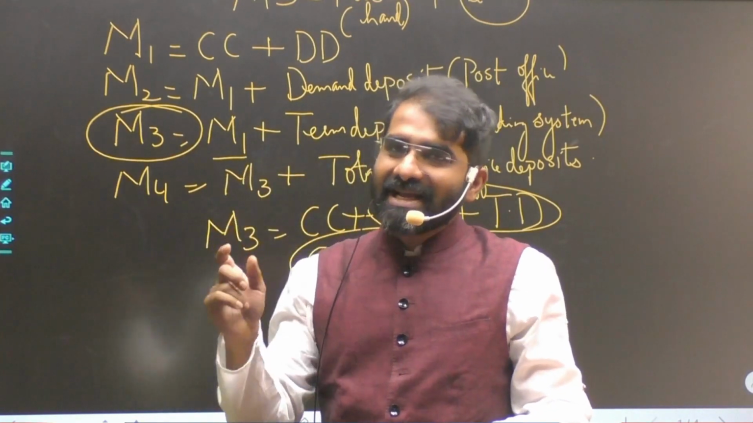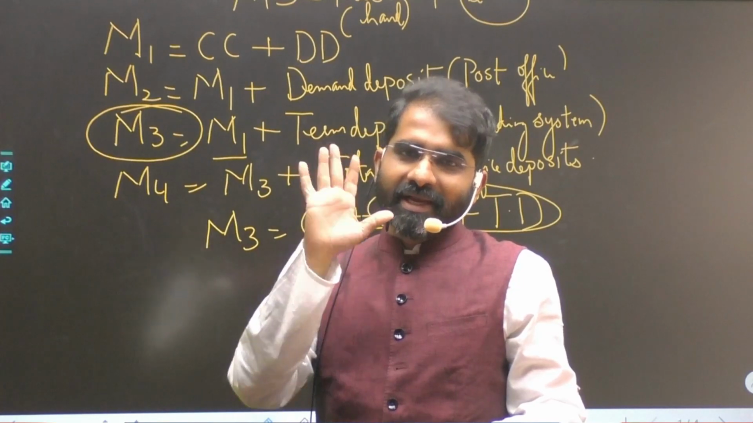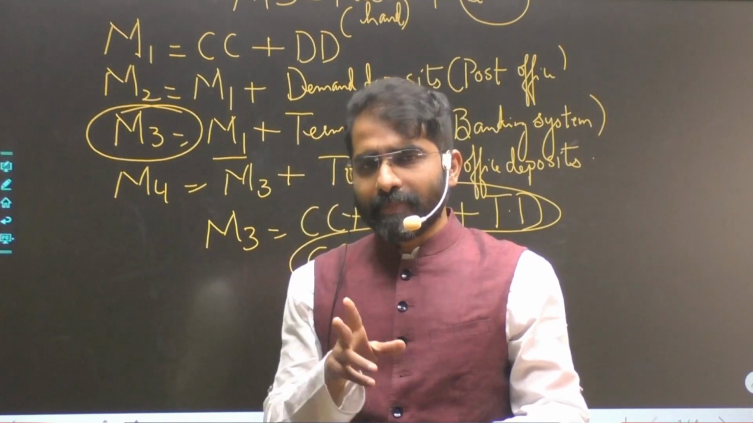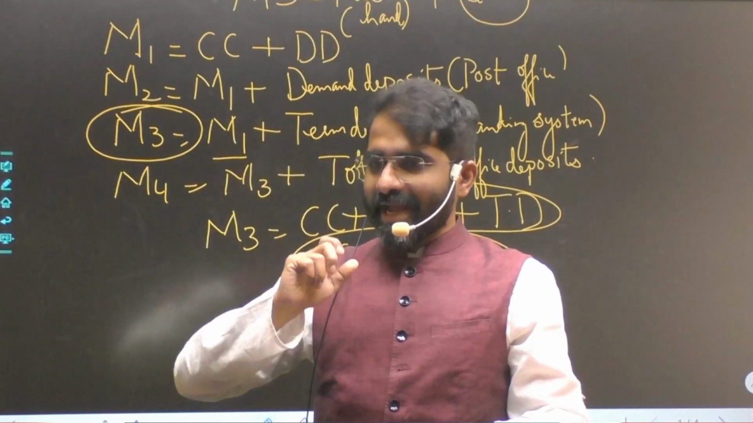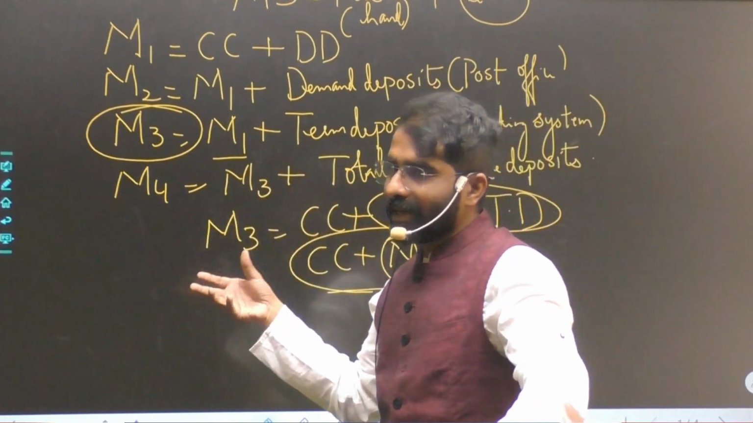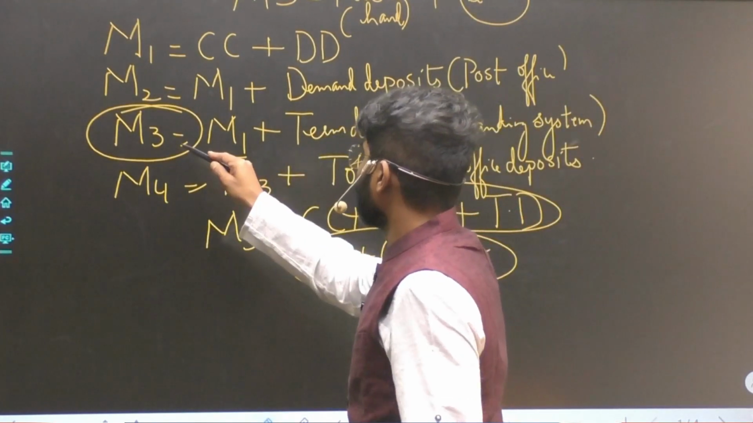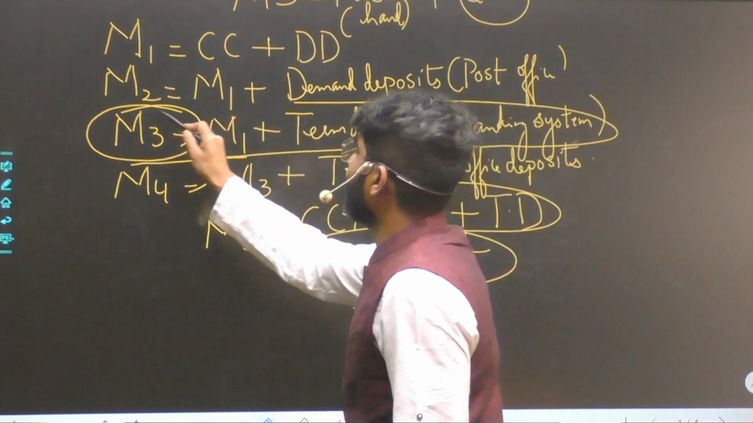Banks and the government are money creators, so they are not going to be part of my money supply. One bank's money in another bank is not going to be included in the money supply. So this is the broad money, M3.